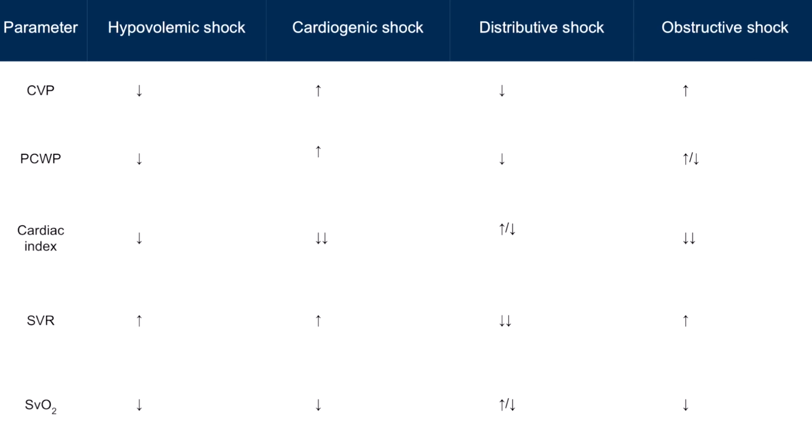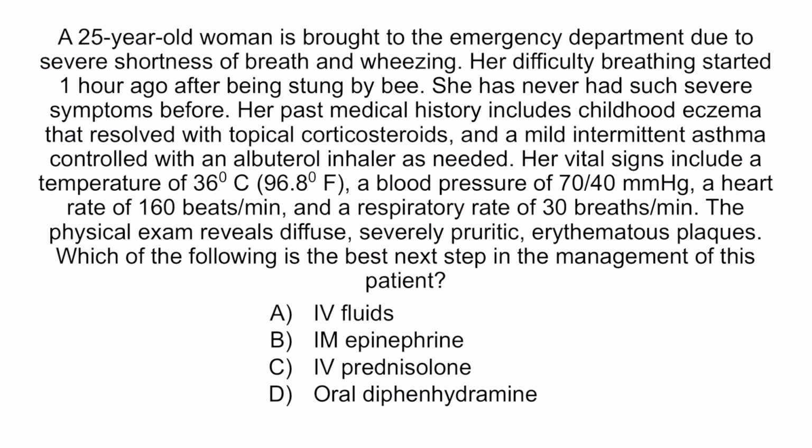Now let's conclude this lecture with a board-style question. A 25-year-old woman is brought to the emergency department due to severe shortness of breath and wheezing. Her difficulty breathing started 1 hour ago after being stung by a bee. She has never had such severe symptoms before. Her past medical history includes childhood eczema that resolved with topical corticosteroids and a mild intermittent asthma controlled with an albuterol inhaler as needed. Her vital signs include a temperature of 36 degrees Celsius, a blood pressure of 70/40, a heart rate of 160, and a respiratory rate of 30.